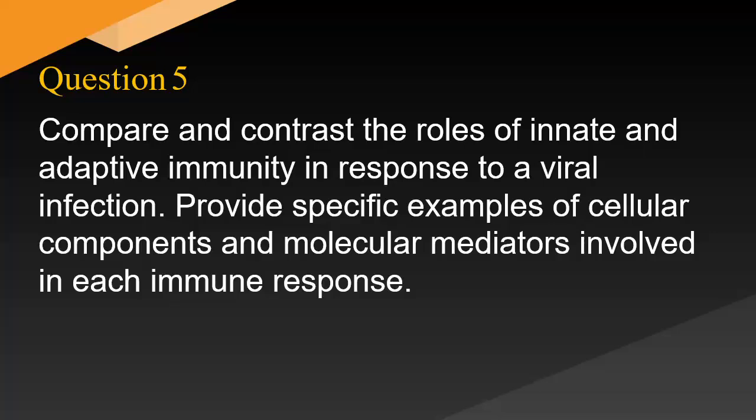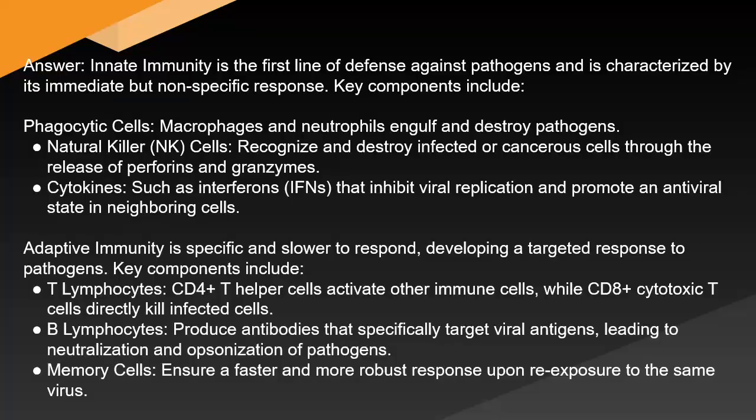Compare and contrast the roles of innate and adaptive immunity in response to a viral infection. Provide specific examples of cellular components and molecular mediators involved in each immune response. Answer: innate immunity is the first line of defense against pathogens and is characterized by its immediate but non-specific response.